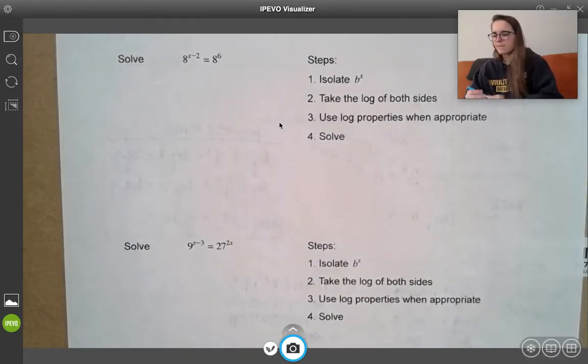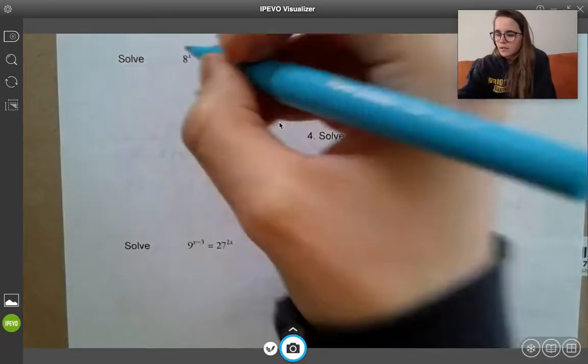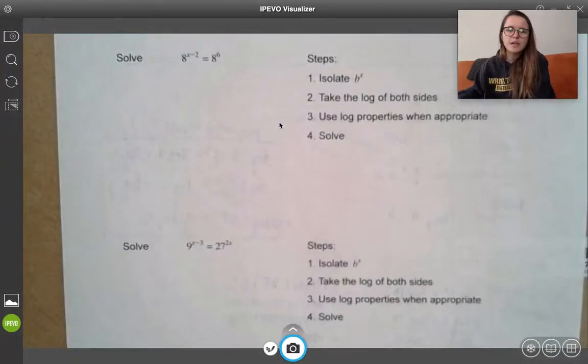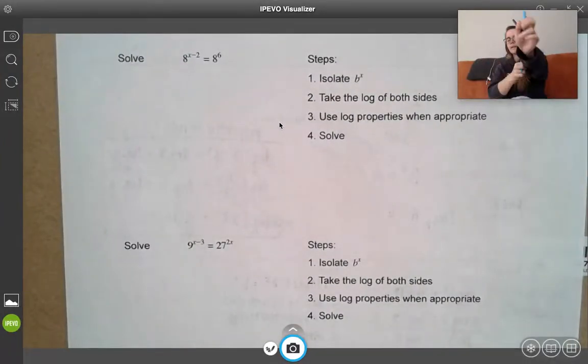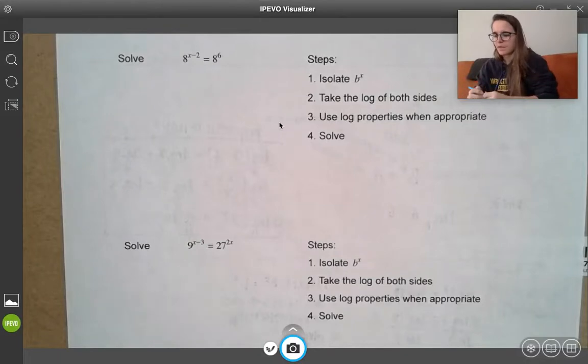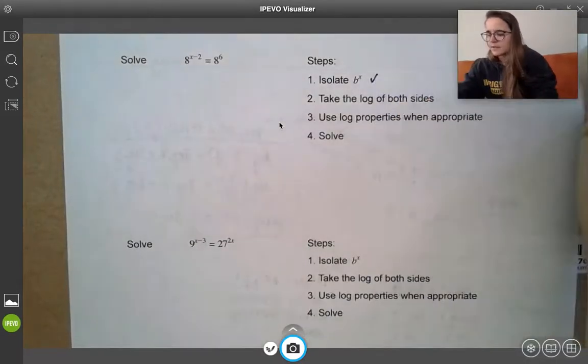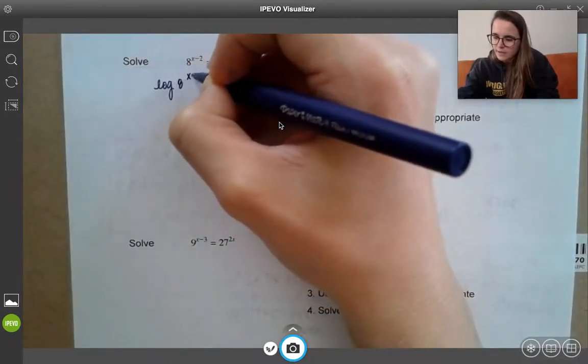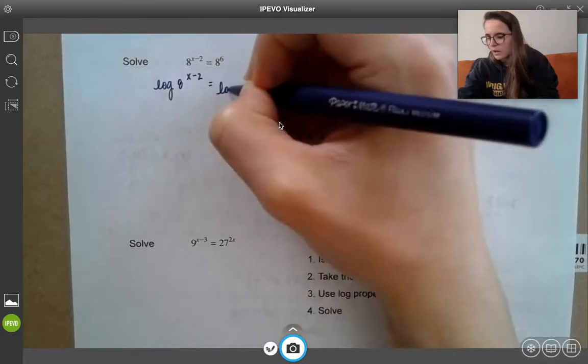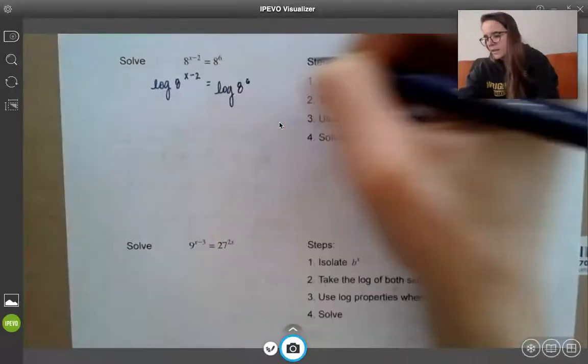So continuing on. First, isolate b to the x. So I know we have x minus 2 here, but it's still isolated. So our b to the x is isolated. Then we're going to take the log of both sides. So I'm going to have log 8 to the x minus 2 equals log 8 to the 6th.